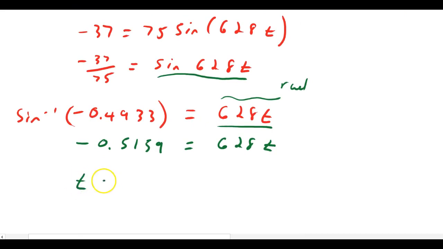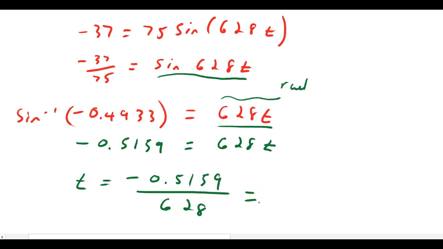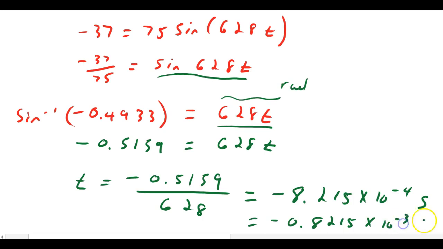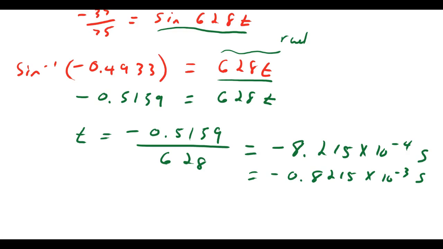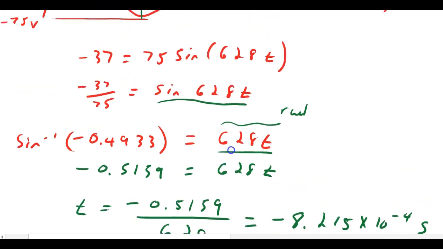And so T is equal to negative 0.5159 divided by 628. And that gives us negative 8.215 times 10 to the negative 4 seconds. And so we would like to make that negative 0.8215 times 10 to the negative 3 seconds, so that we can say this is a milli. And so we have negative, let's say, 0.82 milliseconds.